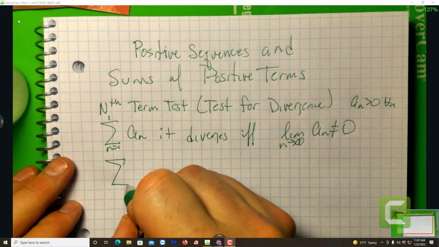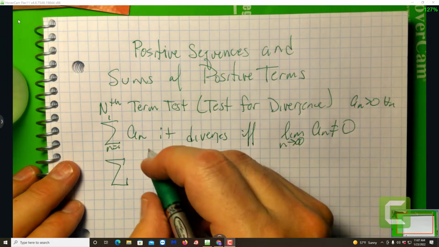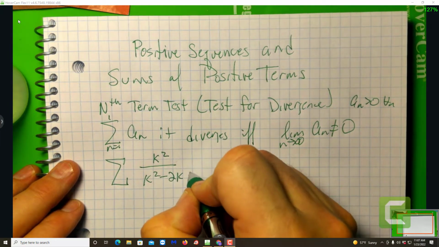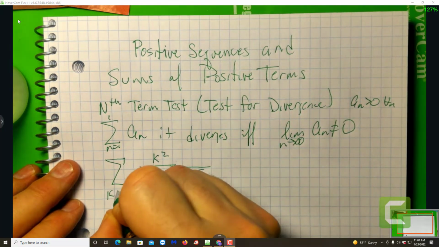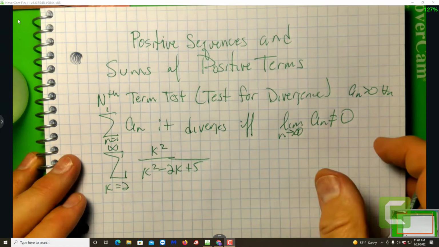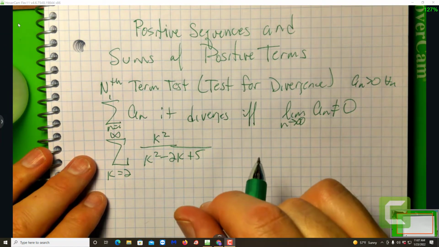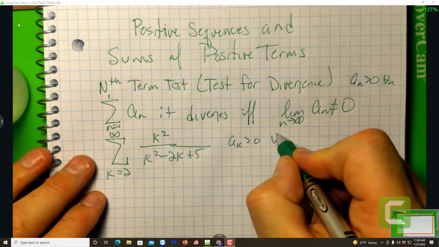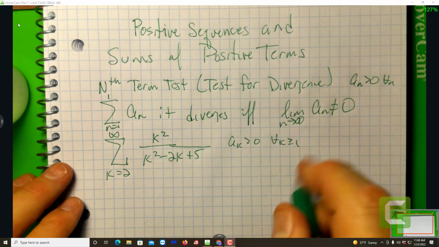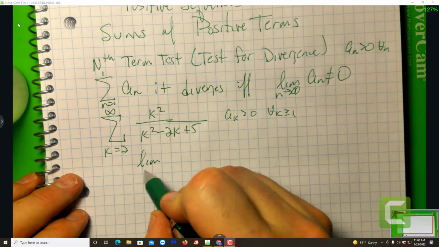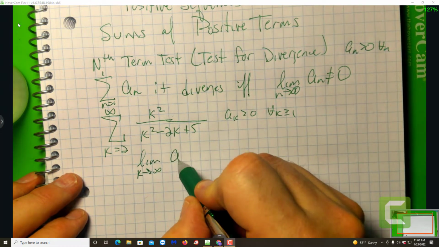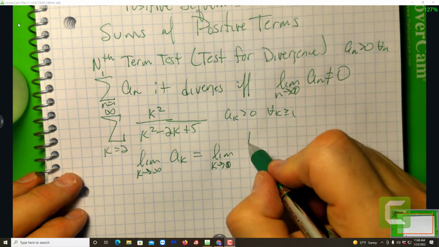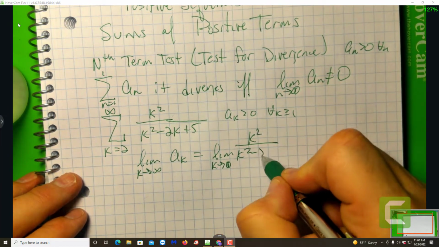So consider this. Okay, I'm going to sum this on k. It doesn't matter. Obviously, a sub k is positive for all terms. In fact, we're starting at 2, so it doesn't matter. But when I take the limit as k goes to infinity of the general term, I rewrite the general term down.